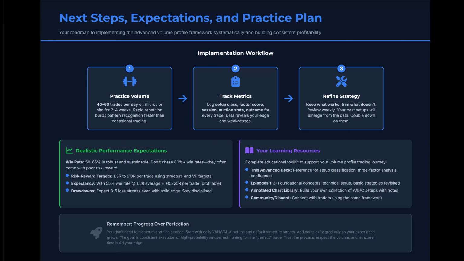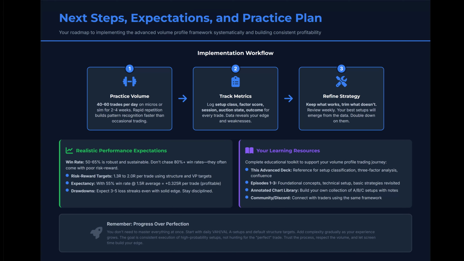Data reveals your edge and your weaknesses. After 50 to 100 trades, patterns will emerge. You'll see which setups work best for you, which sessions offer the highest win rate, which mistakes you repeat most often. Without tracking, you're flying blind. With tracking, you have a roadmap to improvement.